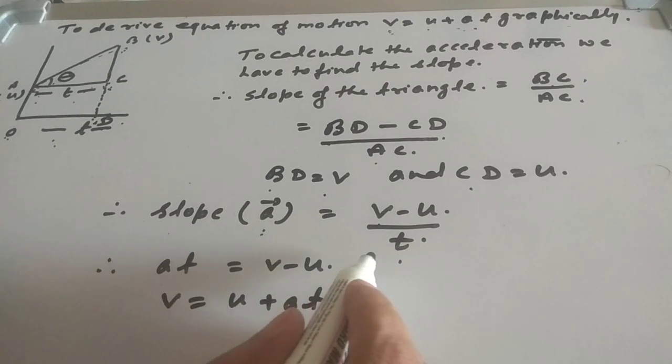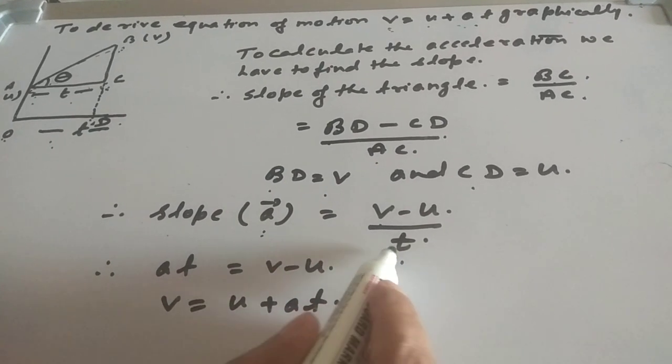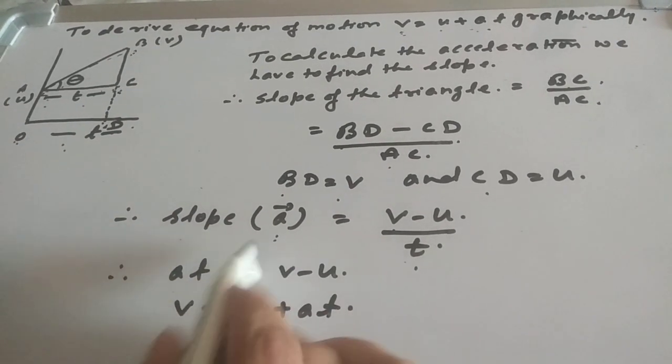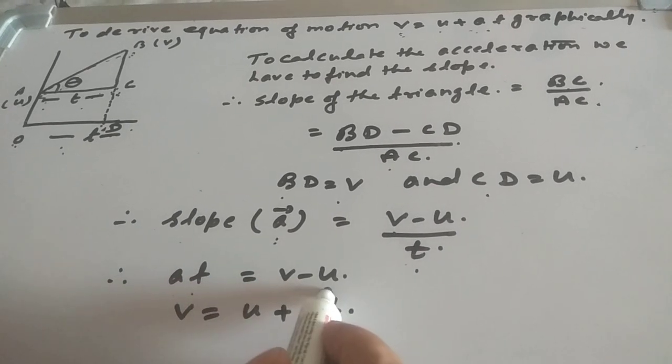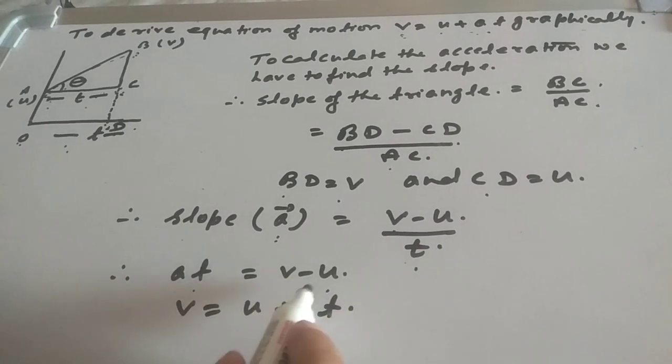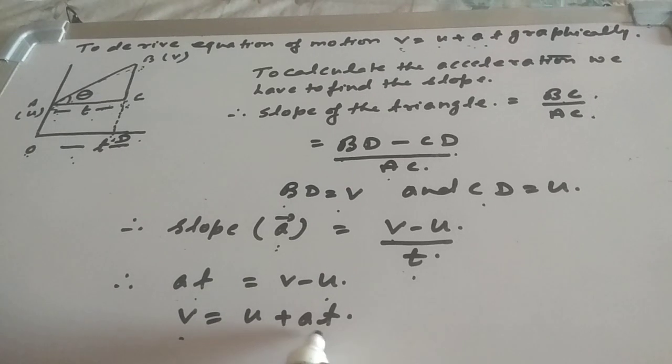So we start calculating. a into t, at, is equal to v minus u, and now changing sides, v is equal to u plus at.